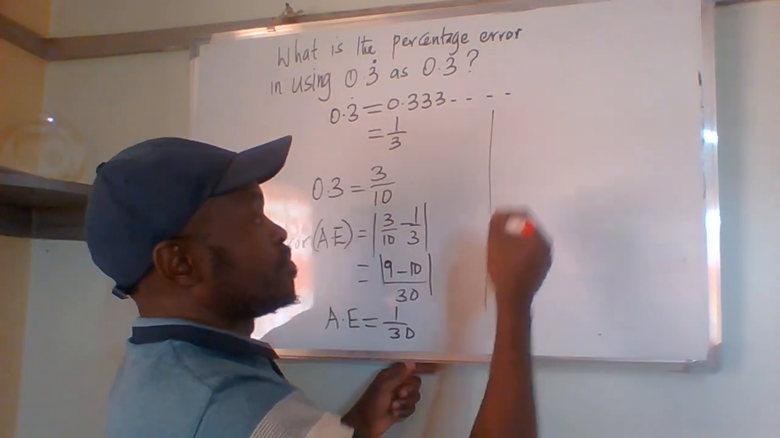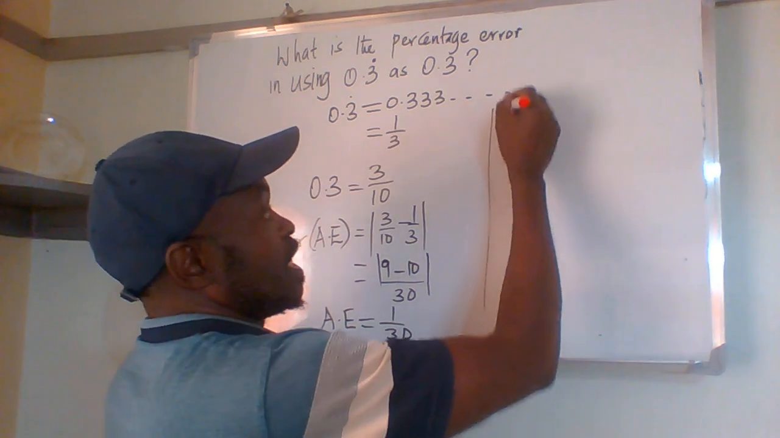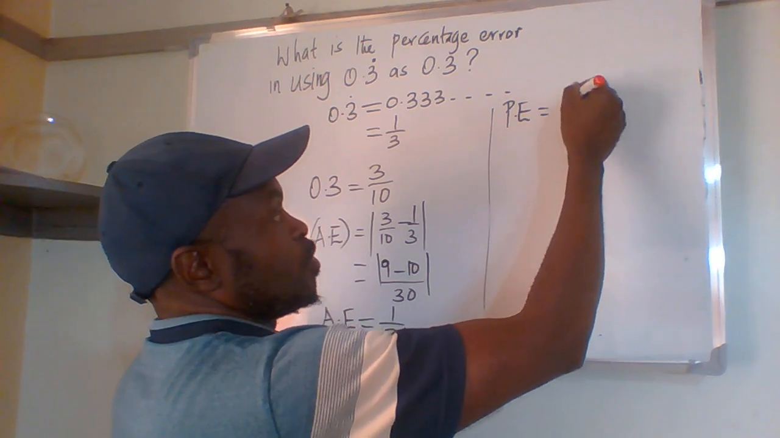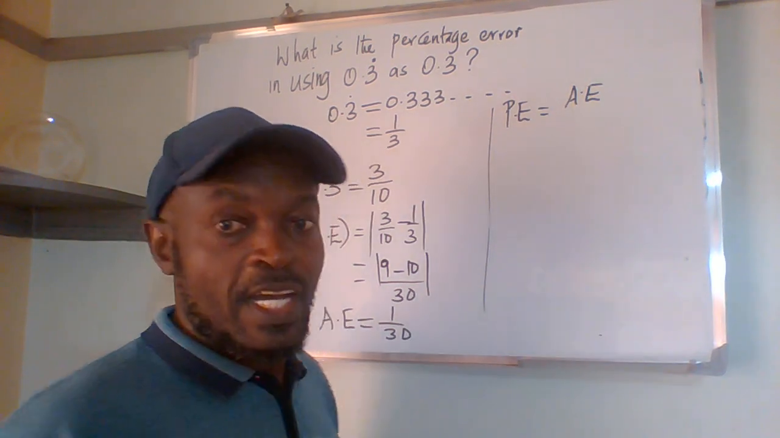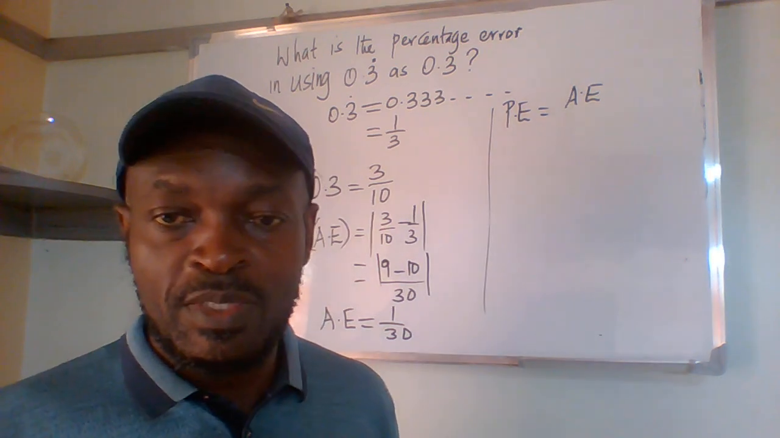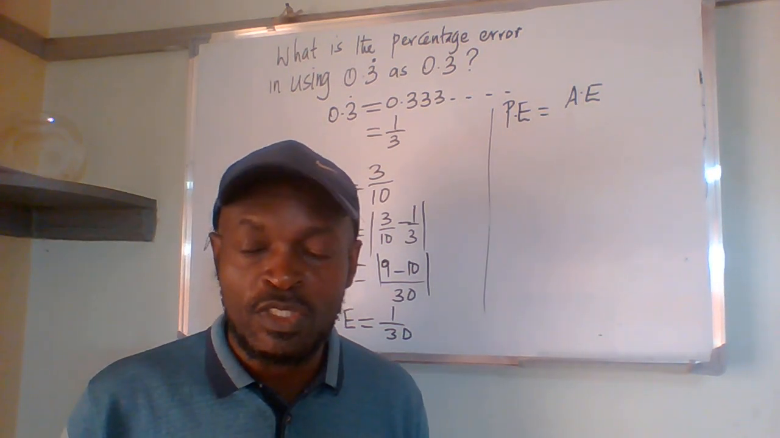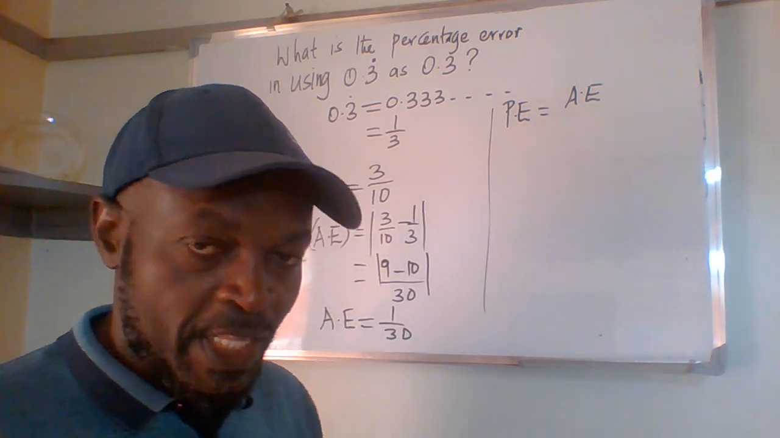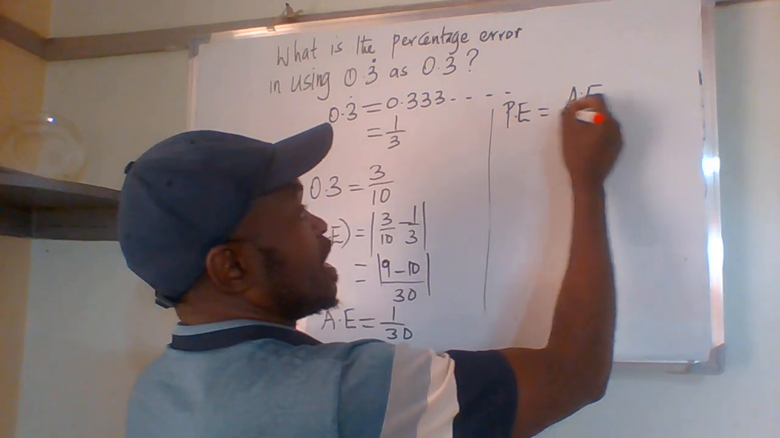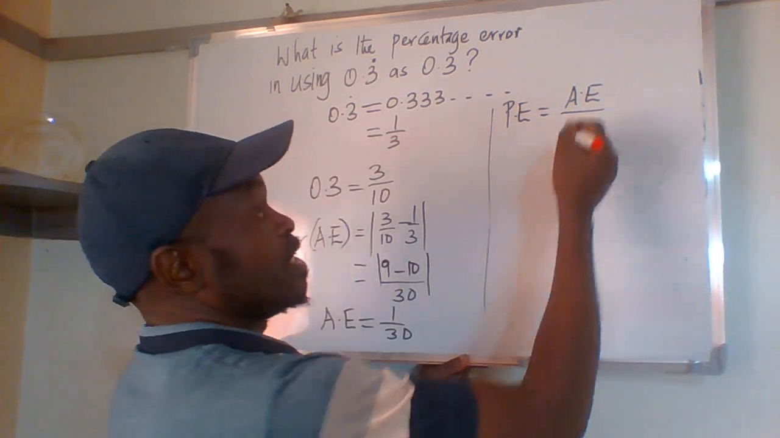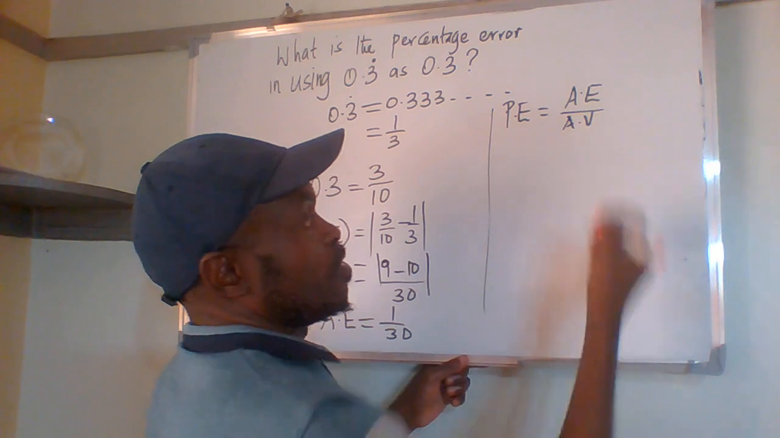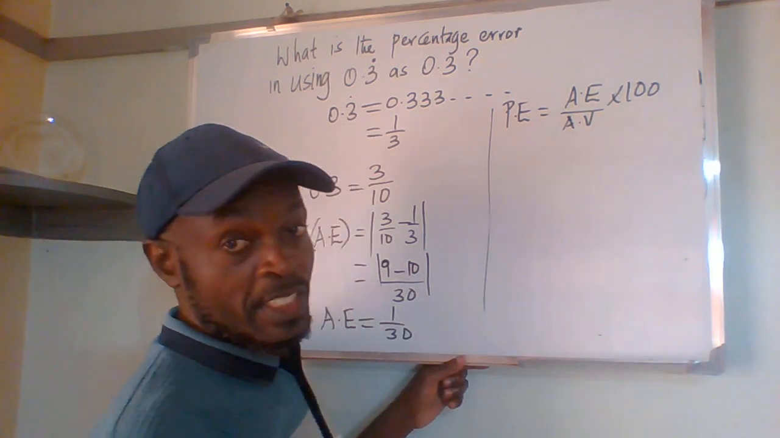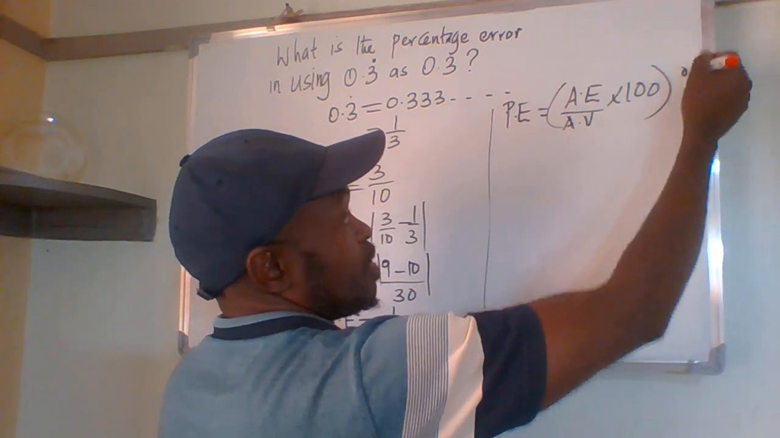But note that to get the percentage error, we normally have the absolute error formula, and I would advise you to check my other clips, where I've extensively talked about calculation of absolute errors. So the percentage error by formula is the absolute error over the actual value, times 100 to get the percentage. Of course, the result will be a percentage.